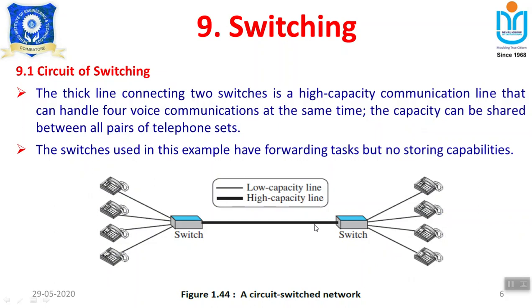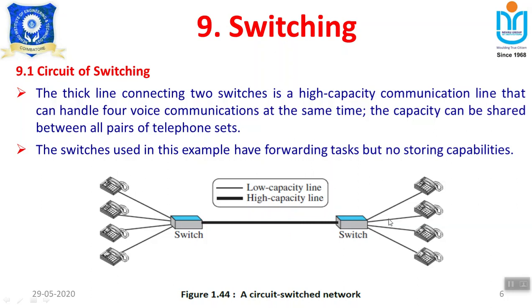So at maximum at a particular period of time, all 4 telephones can establish communication with these four telephones parallelly. So a maximum of 4 telephone lines can be used. The thick line connecting two switches is a high capacity communication line that can handle 4 voice communications at the same time. The capacity can be shared between all pairs of telephone sets. This high capacity line will be shared by how many telephones? Here there are 4 telephones that can share this capacity.